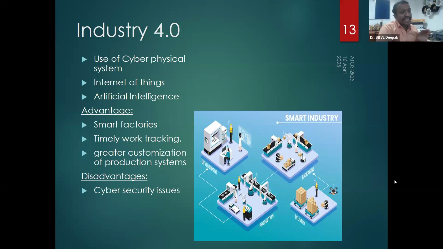Then these are operated through Internet of Things as well as artificial intelligence. This artificial intelligence lets the robot execute the task in an intelligent way. This is how the product or the process of industry is taking place.